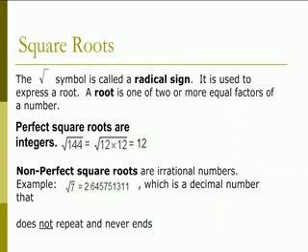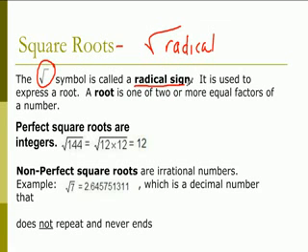The next thing we need to review or learn before we do the distance formula is square roots. This is the symbol for square root. It's called a radical sign, which is right here. It is used to express a root. A root is one of 2 or more equal factors of a number.